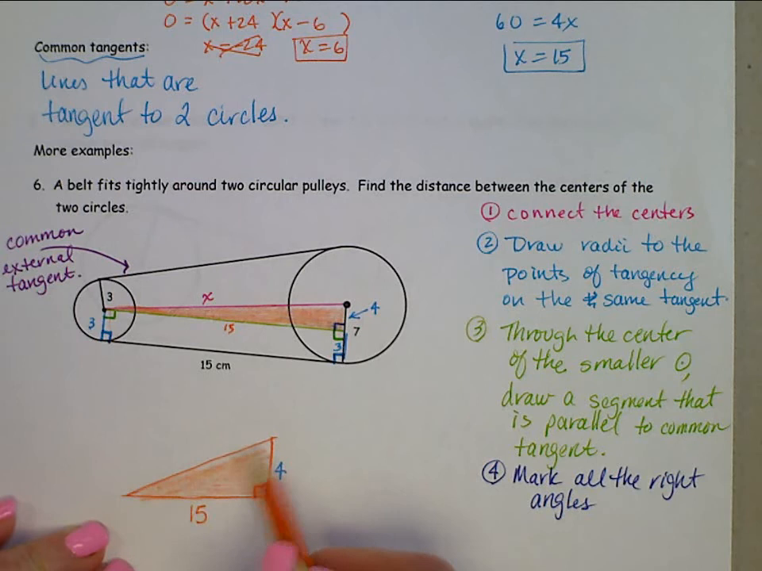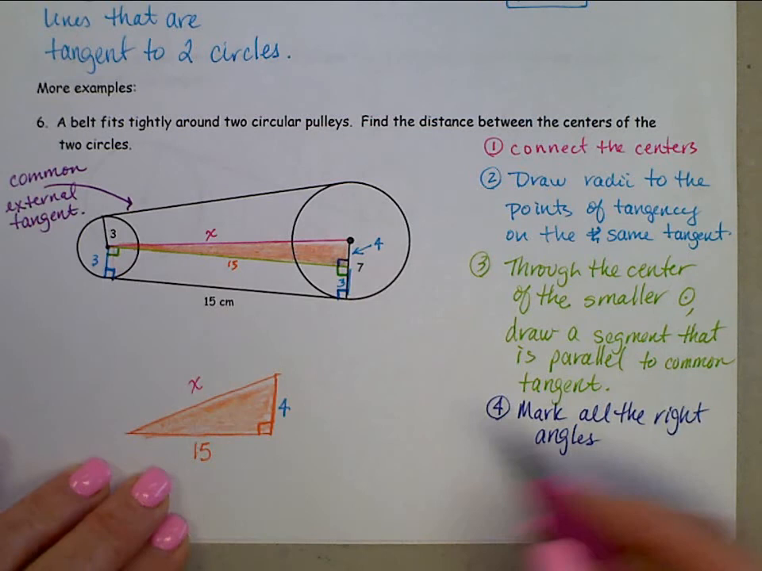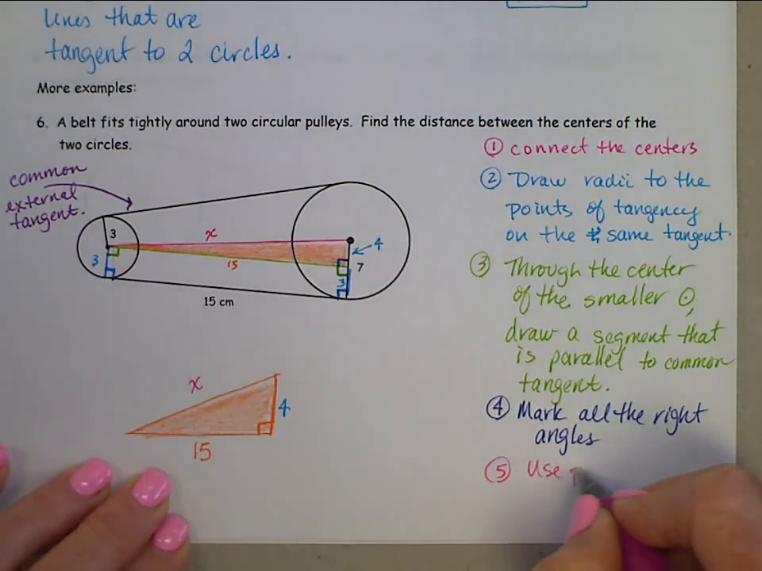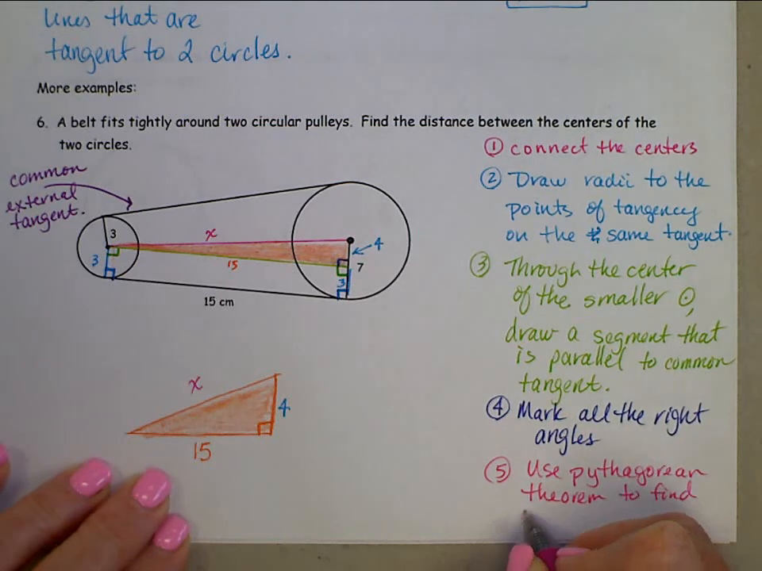Oh, and then our last step, this hypotenuse is exactly what we're looking for, that distance between the centers. We can use the Pythagorean theorem, so that's your last bit. Use the Pythagorean theorem to find the necessary measurement.